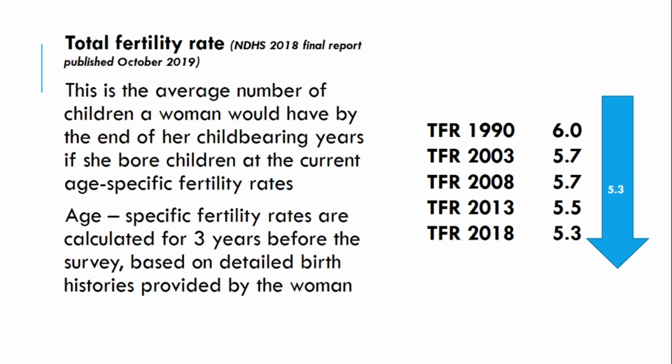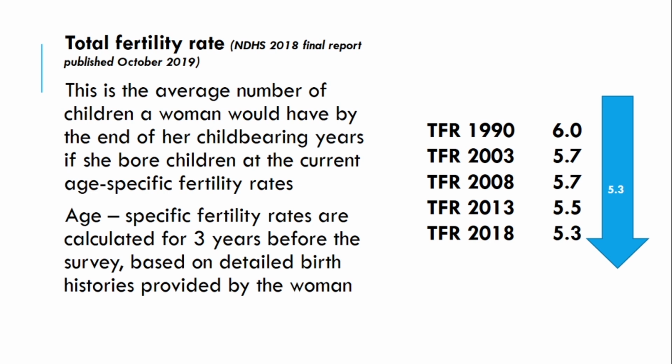Now, the total fertility rate, according to that published in 2018, is the average number of children a woman would have by the end of her childbearing years if she bore children at the current age-specific fertility rate, calculated for 3 years before the survey, based on detailed birth history provided by the woman.